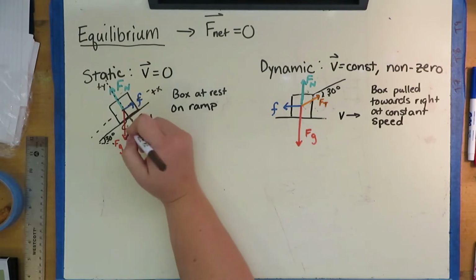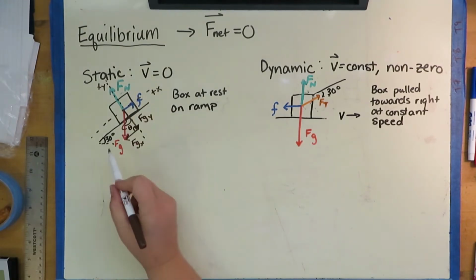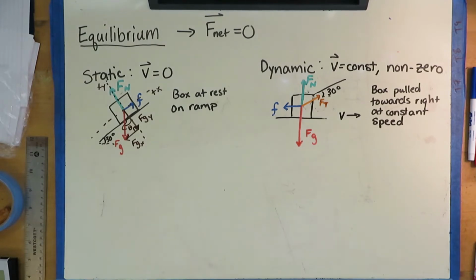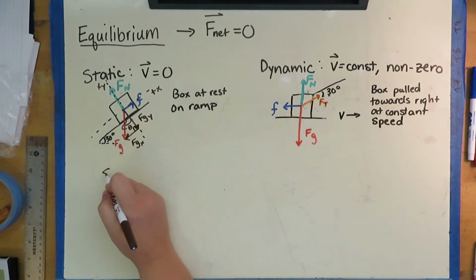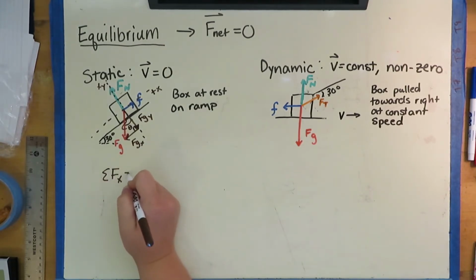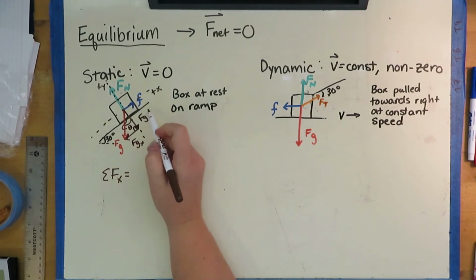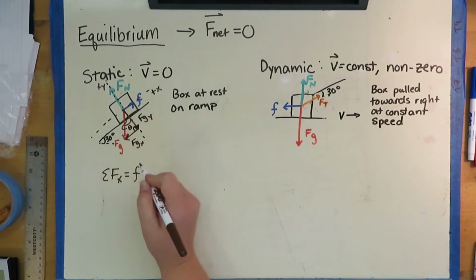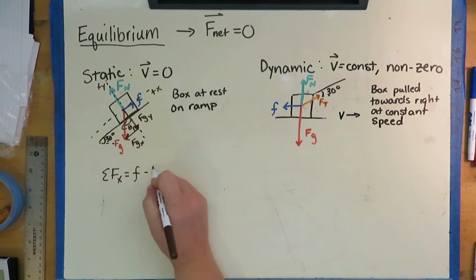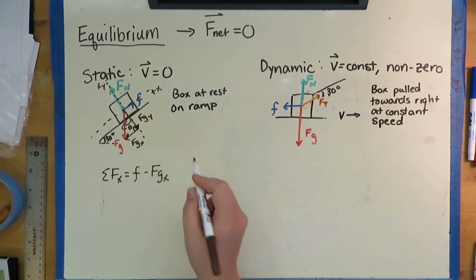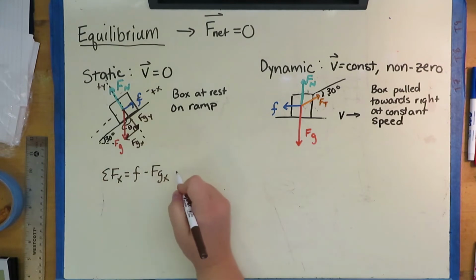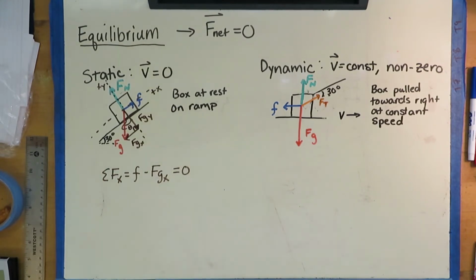Now, just as a reminder, my angle theta here that relates this triangle is the same as my 30-degree angle there. So once I've done that, I'm going to write my net force equation. So my net force equation in the x direction is going to be my positive values, which in this case is friction, minus my negative value, which is FGX. And those are the only two forces, so those are going to equal 0.